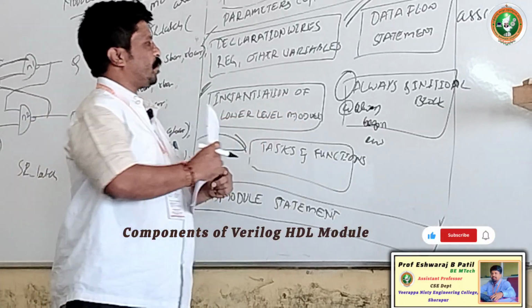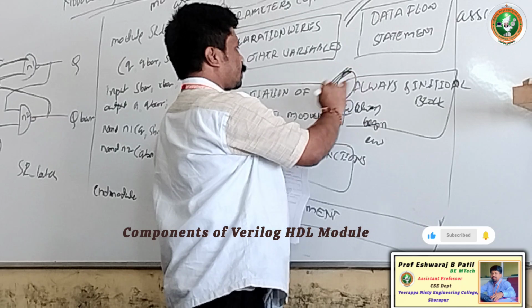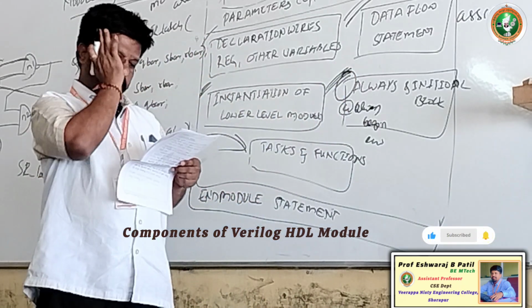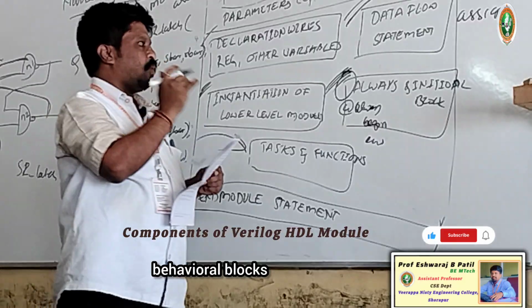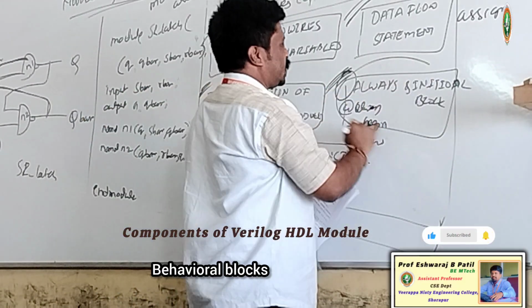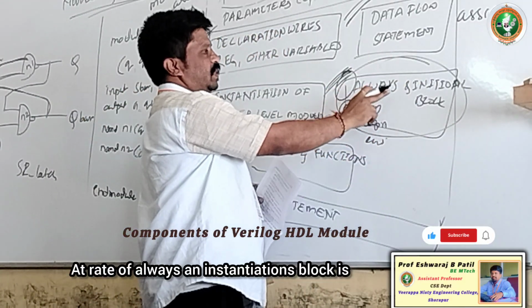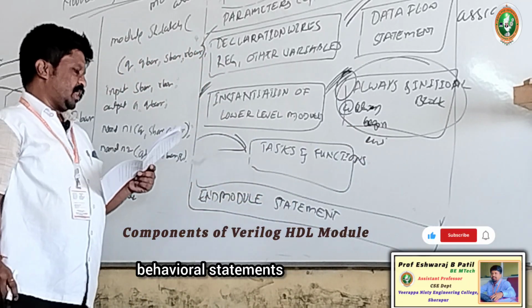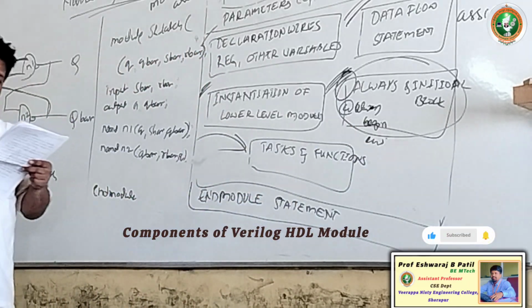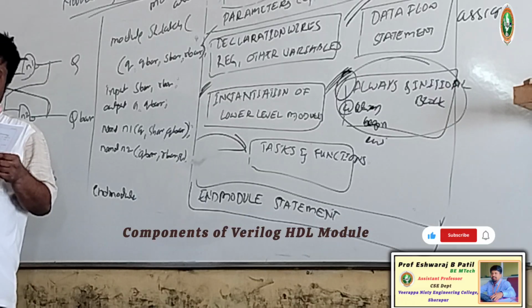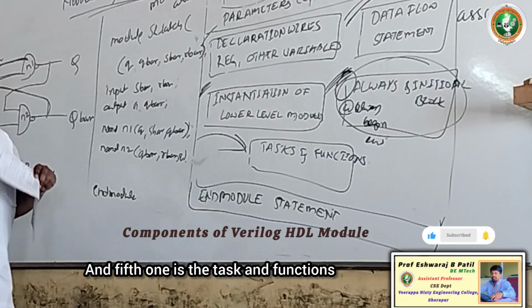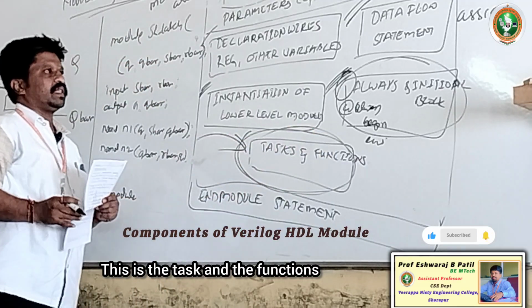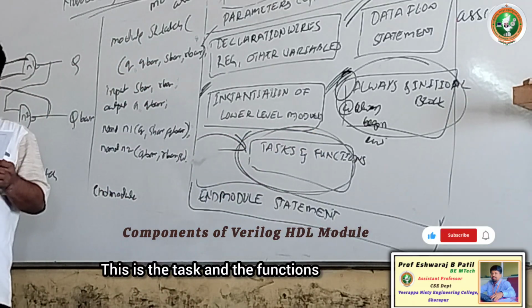Fourth one is the behavioral blocks. This is the always block, and the initial block is for the behavioral statements. And fifth one is the tasks and functions. This is the tasks and the functions.